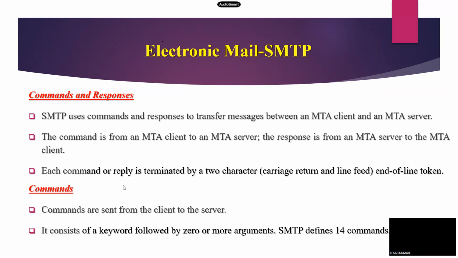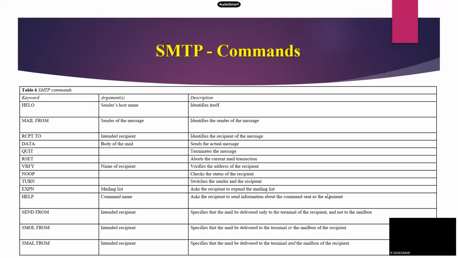Each command or reply is terminated by a two-character end of line token, either carriage return or line feed. The commands are sent from the client to the server. I already told you the command is always issued by the client only. It consists of a keyword followed by zero or more arguments. SMTP defines 14 commands. For your understanding, I have listed out the commands in a table.